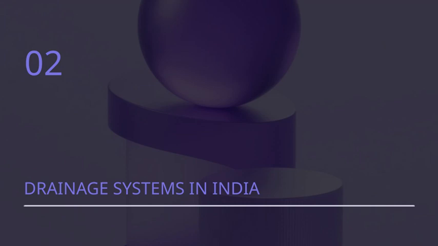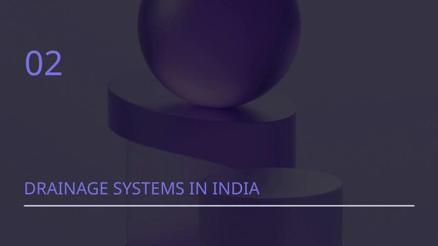As we explore this topic, it's important to understand that drainage systems are a crucial part of urban and rural infrastructure. They help manage water, prevent flooding, and maintain sanitation. In India, drainage systems vary widely across regions due to diverse geographical and climatic conditions. In many urban areas, you'll find well-developed drainage networks designed to handle heavy monsoon rains, but still, challenges remain, especially in rapidly growing cities where infrastructure struggles to keep up.